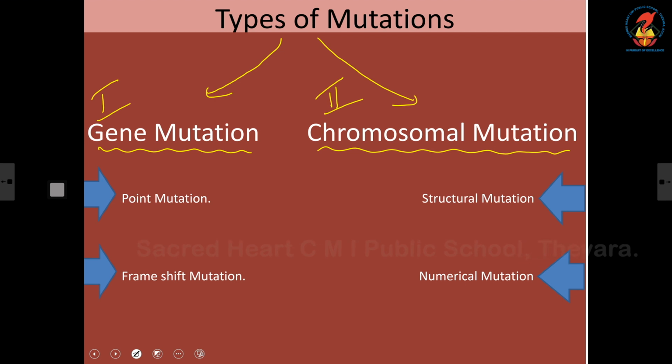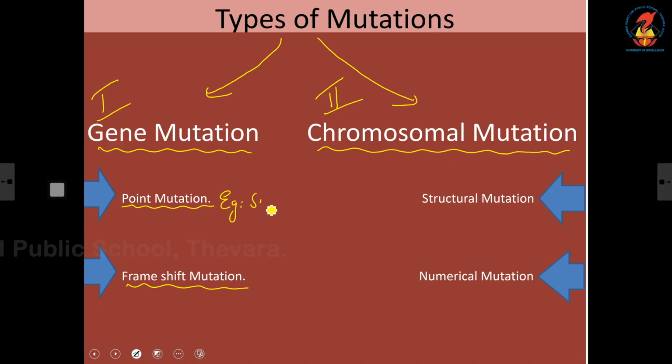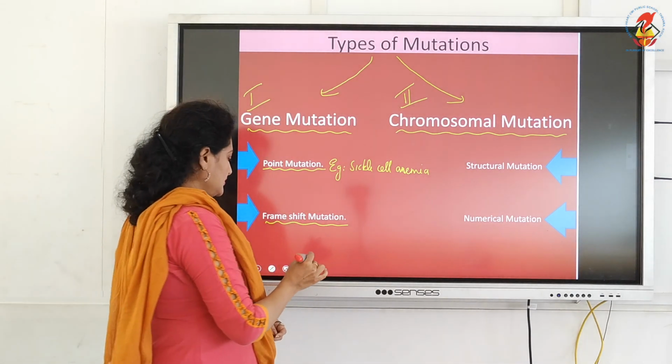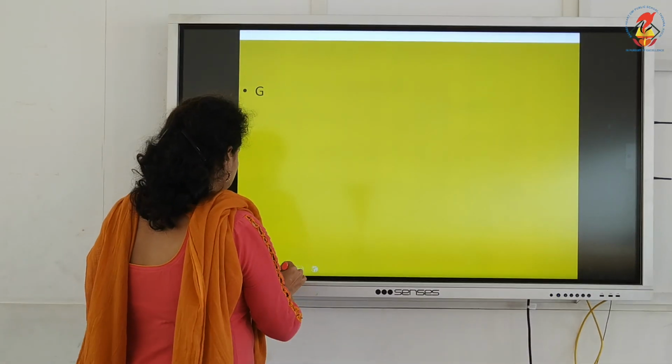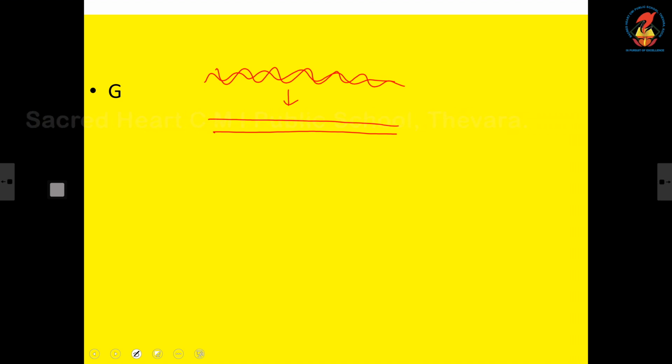Now, gene mutations are of two types, point mutations and frame shift mutation. Point mutation, you have learned the example of the disease sickle cell anemia. It is caused due to the change in a single base pair at a point. So, I will go to the next slide to explain that. Let this be the DNA. Now, I am unwinding the DNA to specify the mutation. We know that at a particular point mutation has taken place in sickle cell anemia.